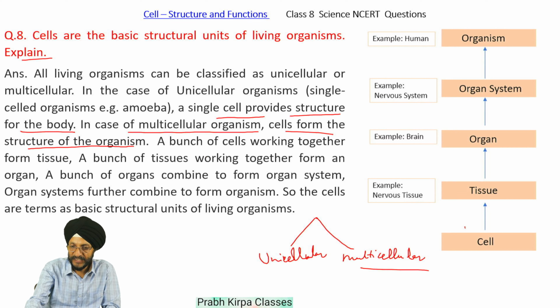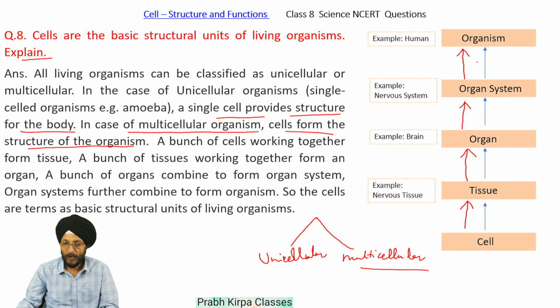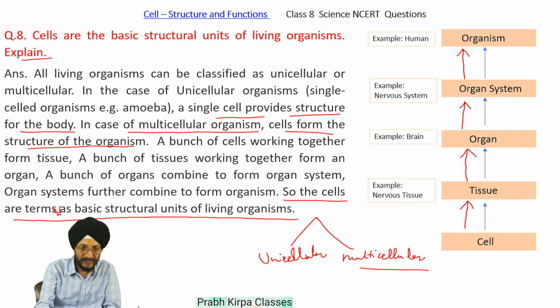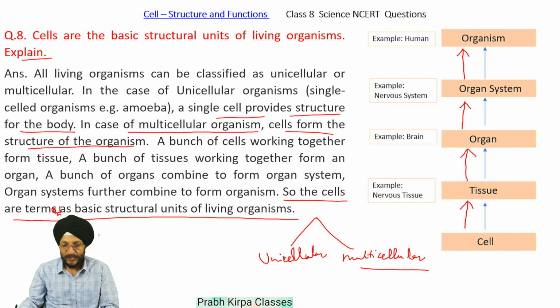A bunch of cells combine together to form tissue. A bunch of tissues combine together to form organ. A bunch of organs combine together to form organ system, and in turn, organ systems combine to form the organism. So, cells are termed as basic structural units of living organisms.